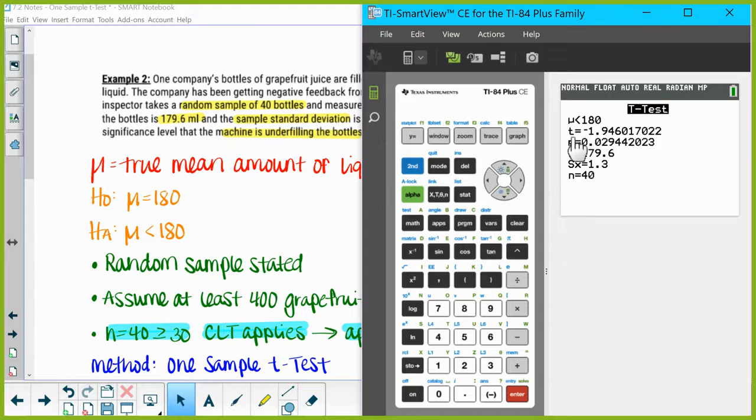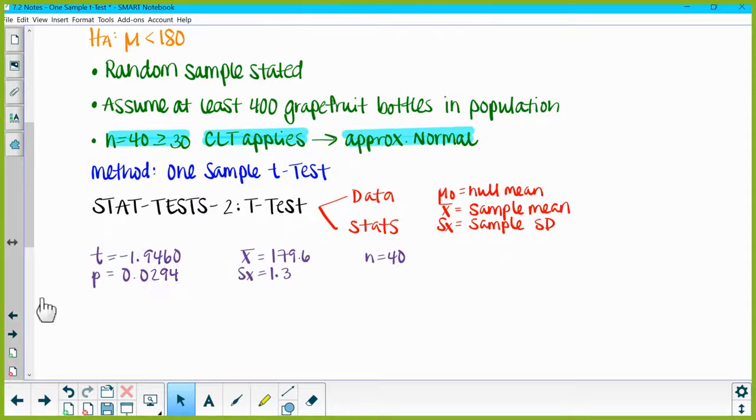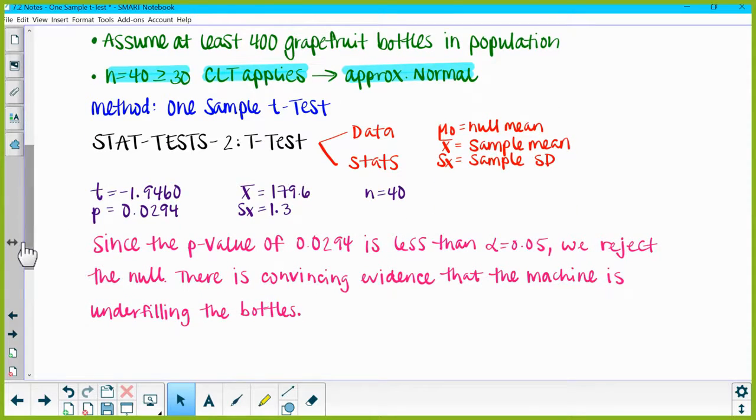And so my t statistic is negative 1.9460. My p-value is 0.0294. And I always write everything down from my calculator output. That's what we write down on our paper, the entire calculator output. I don't need to see your input, just the output from the calculator. Based on our p-value, since it is less than alpha, we reject the null. There is convincing evidence that the machine is underfilling the bottles.